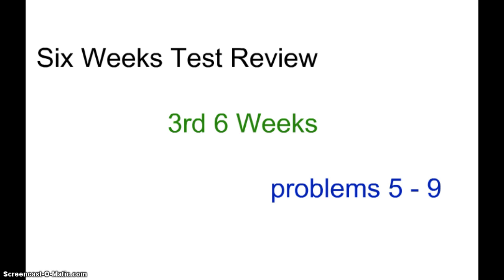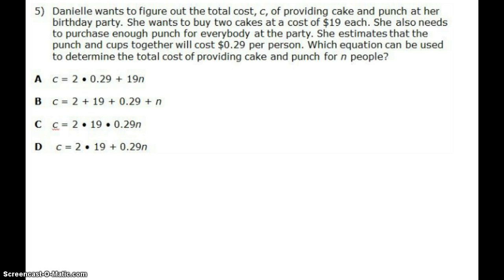In this video, we're going to go over problems 5 through 9. So let's take a look at this situation. Danielle wants to figure out the total cost, C, of providing cake and punch at her birthday party. She wants to buy 2 cakes at a cost of $19 each. She also needs to purchase enough punch for everybody at the party. She estimates that the punch and cups together will cost 29 cents per person.